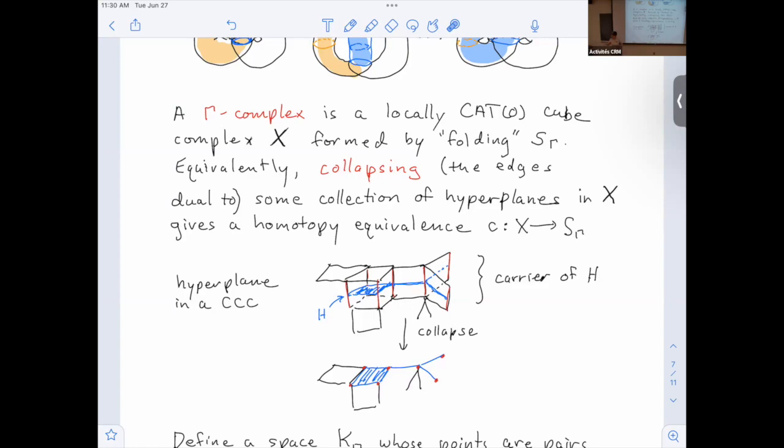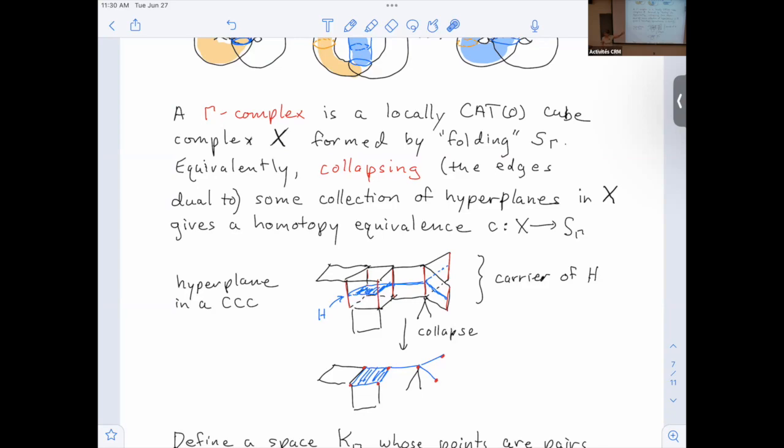So I've drawn you a picture here, going from here to here. Do you see this? I'm taking all the cubes containing this blue hyperplane H, and I'm smashing them down onto H, and what I'm left with is the picture at the bottom. Each one of those red edges turns into a single point, a vertex, and the other cubes are unaffected. They are as is, okay?